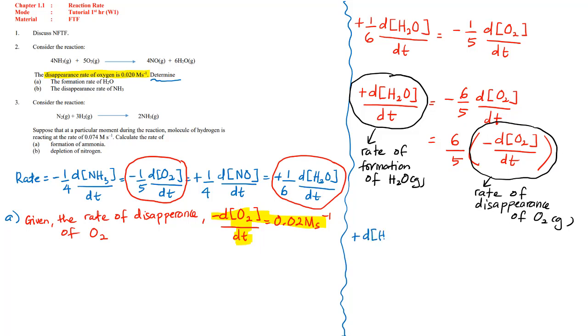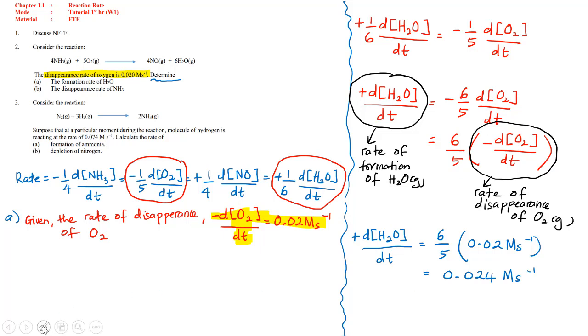So the rate of formation of water vapor over dt is equal to 6/5 times the value of the rate of disappearance of oxygen gas given in the question, 0.02 molar per second. Alright, so selesaikan. You will get the answer 0.024 molar per second.